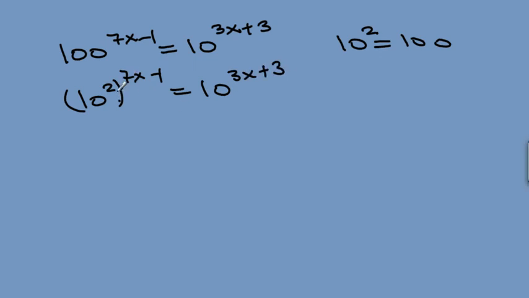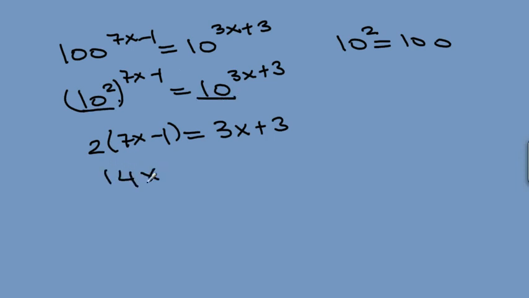Now, we're raising a power to a power here. So what we really have is 2 times 7x minus 1 equals 3x plus 3. We can now set the exponents equal to each other because the bases match. So we get 14x minus 2 equals 3x plus 3, and this is distributive property. We want to move the x's to one side, so we're going to subtract 3x from both sides and the numbers to the other side.